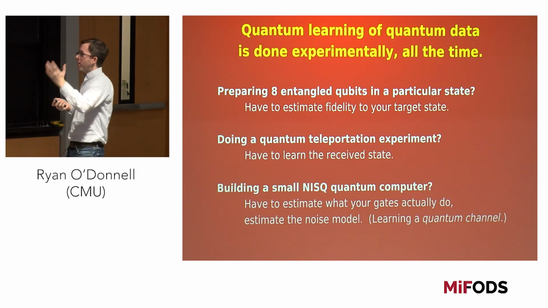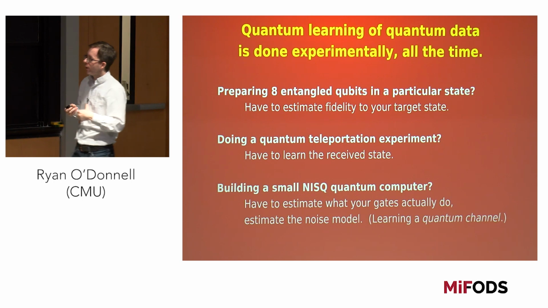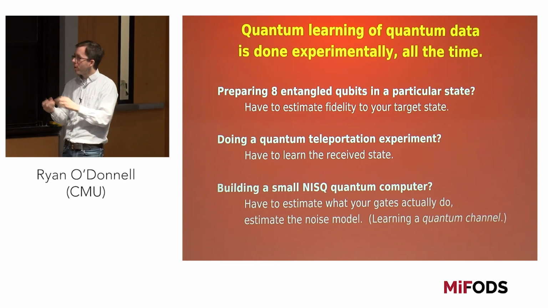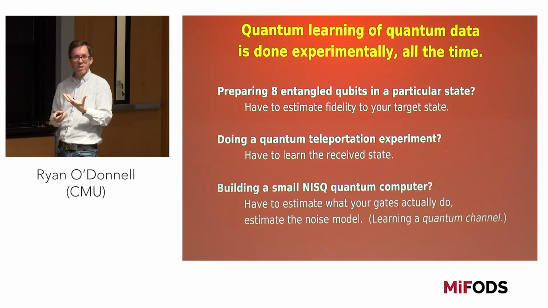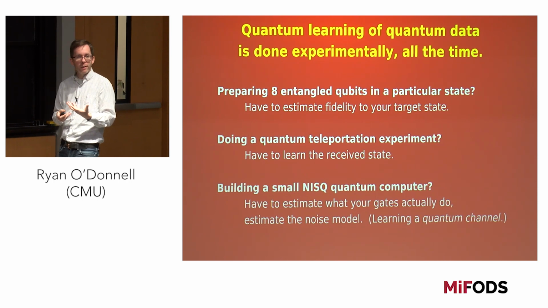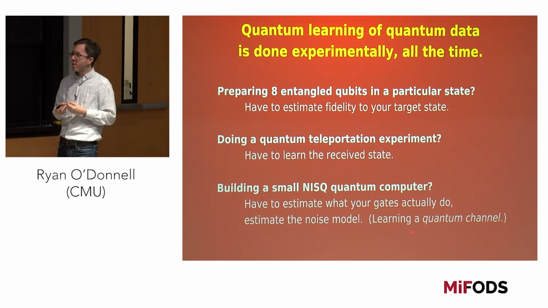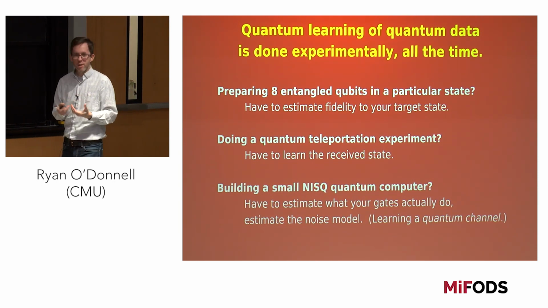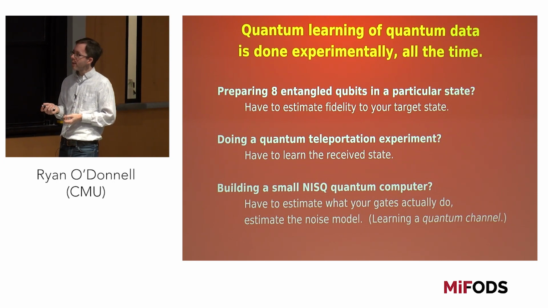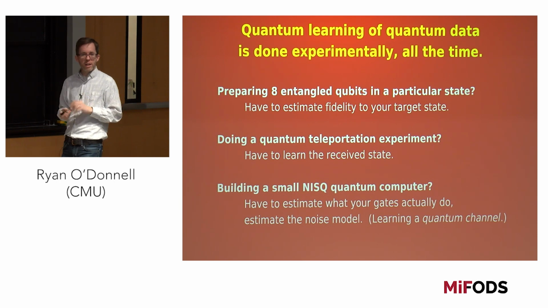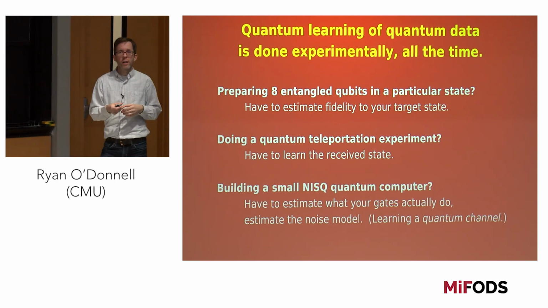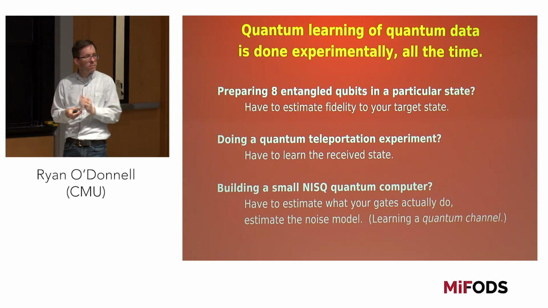Similarly, if you're doing a quantum teleportation experiment, or trying to build a small-scale quantum computer, you physically build your gates, but then you have to see whether they are operating correctly. So you have to learn what your gates actually do, or learn what no gate does, which is sort of learning how noise is affecting your quantum bits. And actually, this is even more interesting. This is learning a quantum channel, or learning a transformation on quantum states, sort of the classical analog of learning an unknown Markov chain.